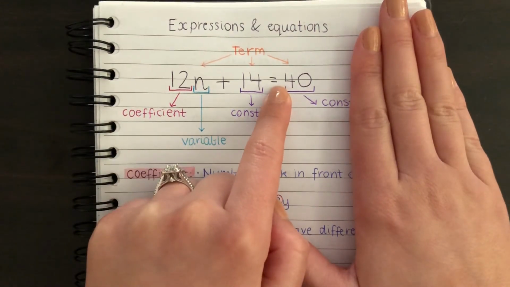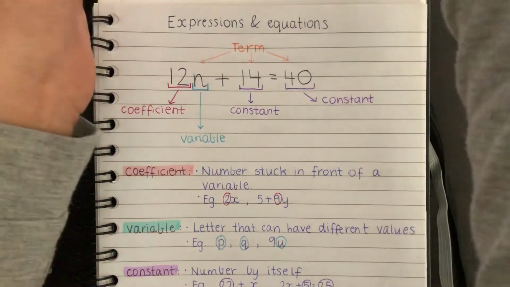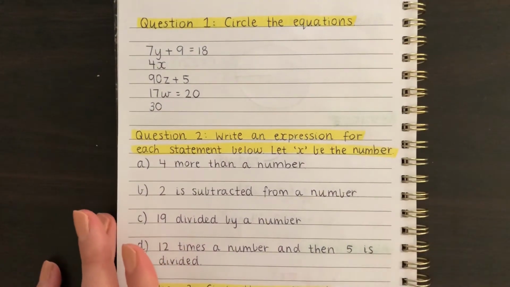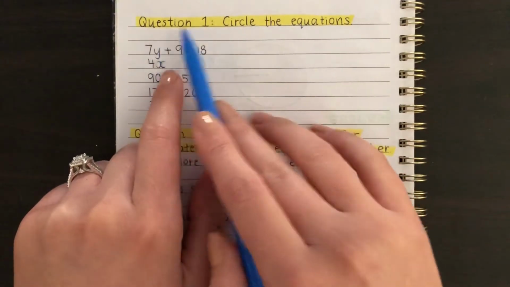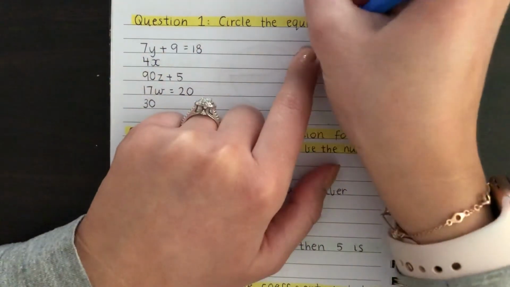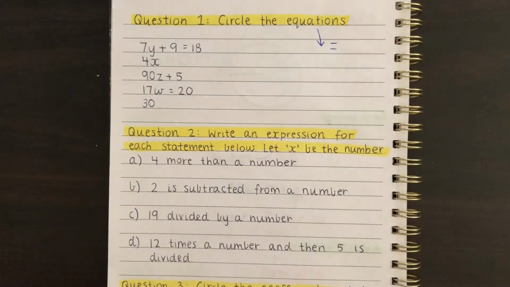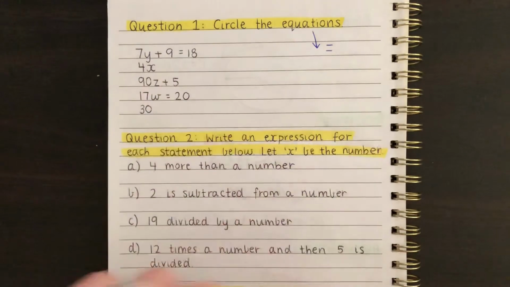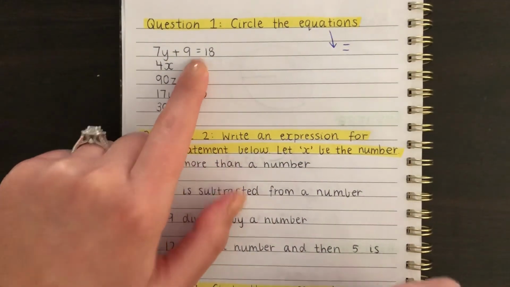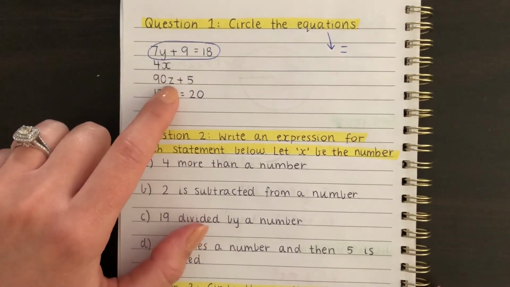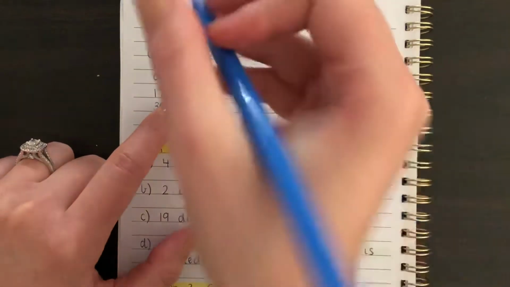Okay? So now let's practice with some questions that are very similar to what you guys need to do for this week's learning task. So, question 1, circle the equations. Now remember, equation, they have equal signs. So we're looking for all the things here that have equal signs in them. This one has an equal sign, so it's an equation. No equal sign, no equal sign. This has an equal sign, so it's an equation.